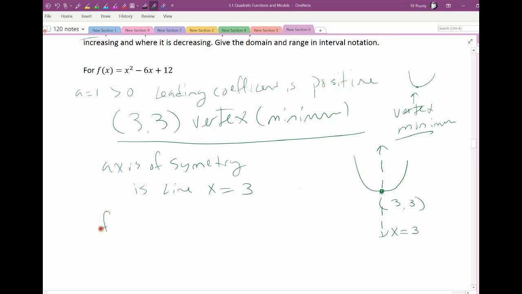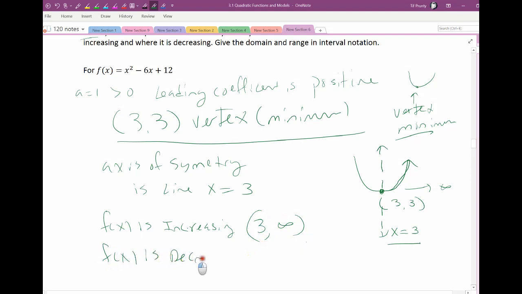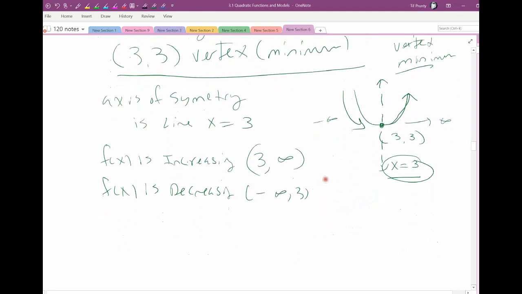Alright, so my function, f of x, is increasing on this piece, from 3 to infinity. We don't include the 3. 3 is a stopping point. It's where it's switching directions. So it's increasing on the piece from 3 to infinity. F of x is decreasing from negative infinity to 3. So right on this side I'm decreasing, from negative infinity up to that axis of symmetry 3. So that's where it decreases.